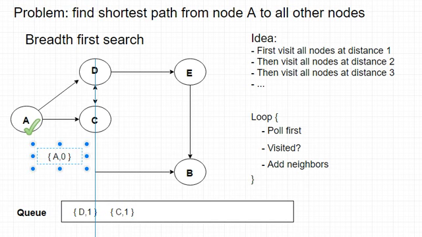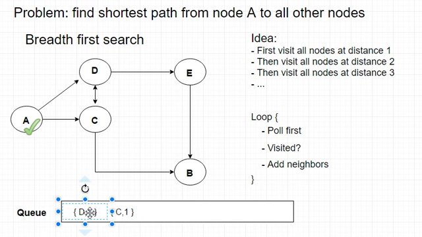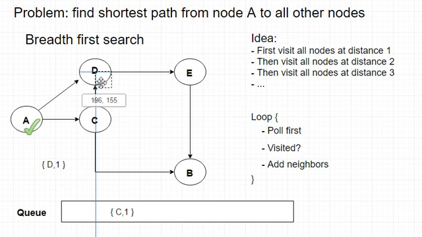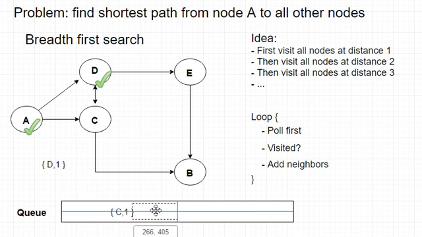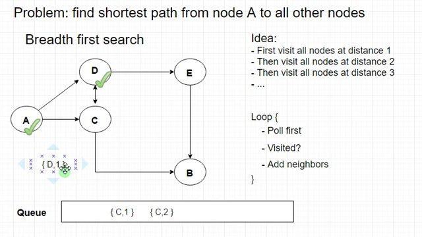Now we are done with A, and we will pull the first item from the queue. Have we visited D before? We haven't, so we will visit it now and mark it as visited. And we will add its neighbors. The 2 comes from the one step which we have already traveled and the one step it takes to get from D to C. And then we will also add a similar object for E. And now we are done. So we will pull the first item from the queue.